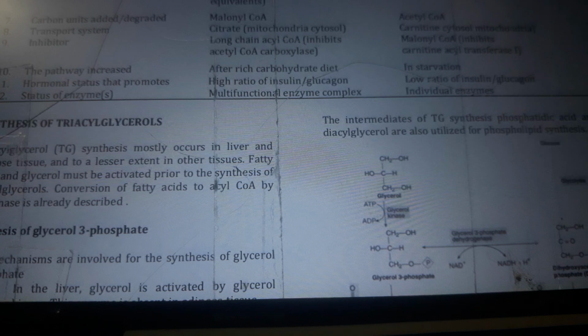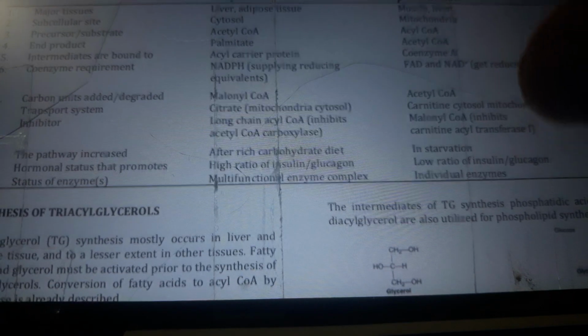The pathway is increased after a rich carbohydrate diet for synthesis, and in starvation for oxidation. Hormonal status that promotes: a high ratio of insulin to glucagon for synthesis, a low ratio of insulin to glucagon for oxidation. Status of enzymes: a multifunctional enzyme complex for synthesis, and individual enzymes for oxidation. So that is fatty acid synthesis and beta oxidation, what you heard.